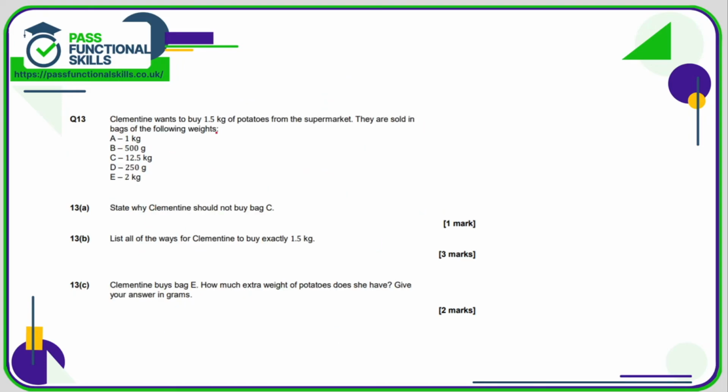So Clementine wants to buy 1.5 kilos and they're sold in these weights. Why shouldn't she buy bag C? Well, bag C is 12.5 kilos, so that is a ridiculous amount of potatoes if she only needs 1.5 kilos. So she shouldn't buy bag C because bag C is far too heavy. Simple as that.